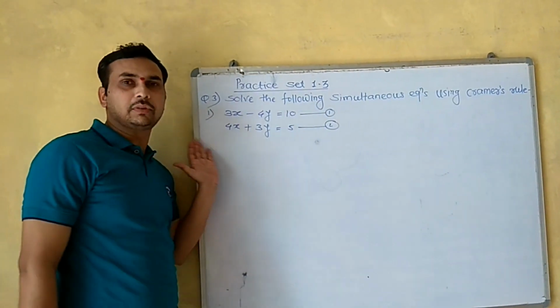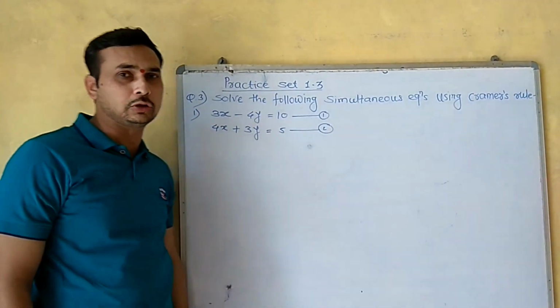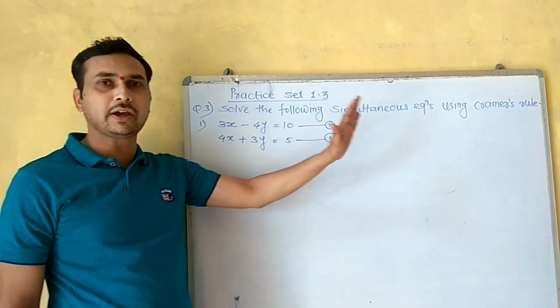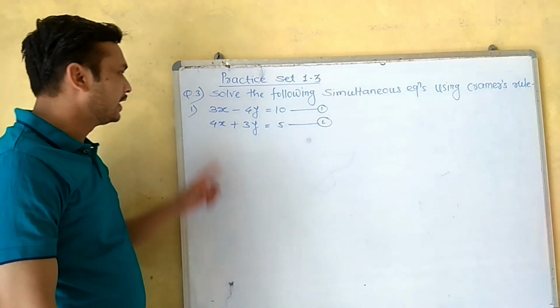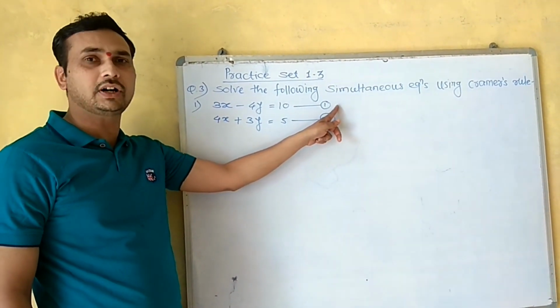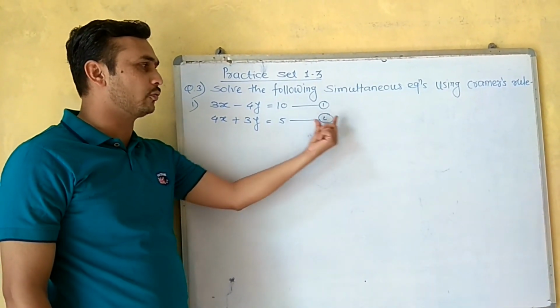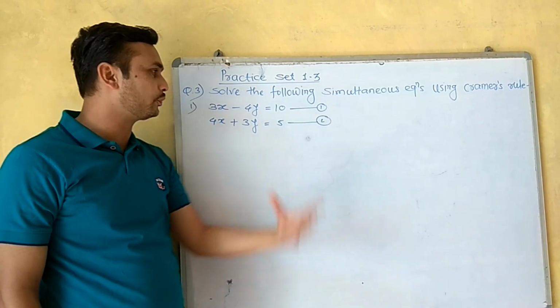Now see question number 3. Solve the following simultaneous equations using Cramer's rule. This question you have to solve by using Cramer's rule. 3x minus 4y equals 10. Let us consider this as equation number 1. 4x plus 3y equals 5. This is equation number 2.